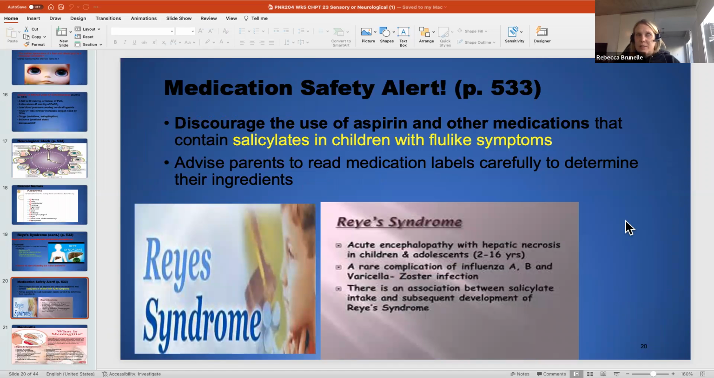This slide has salicylates written for you. So discourage the use of aspirin or other medications that contain salicylates. Like I said, it's associated with those medications and a febrile viral illness or flu-like symptoms.